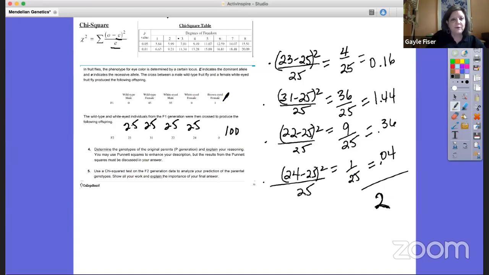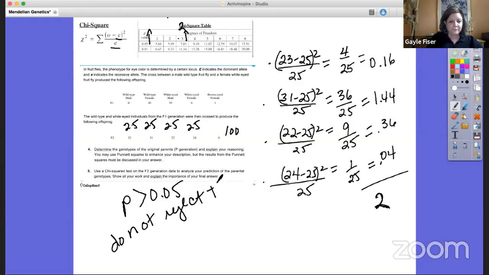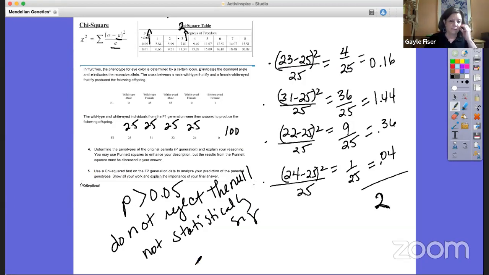We have a chi-square value that is less than our 7.81 critical value. Okay, so it's heading that way. Our p-value is greater than 0.05. So we can say the same thing again: our p is greater than 0.05. We're not going to reject the null. This is not statistically significant. Any variation is due to chance.